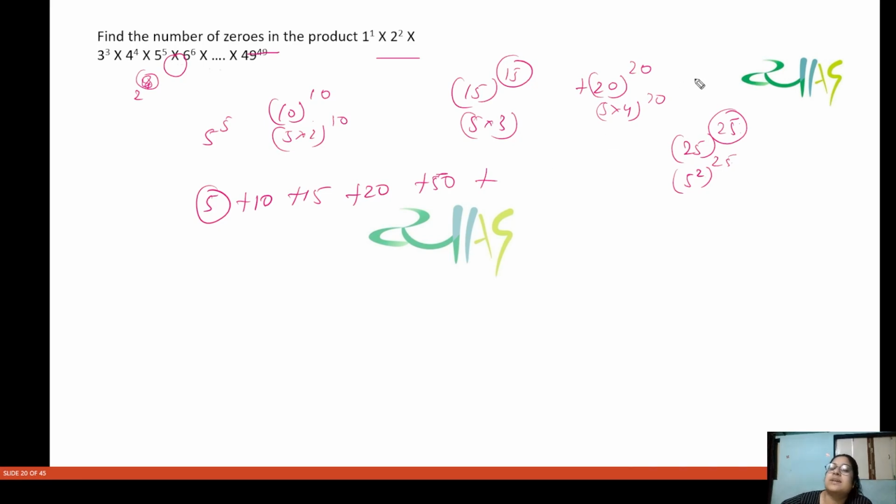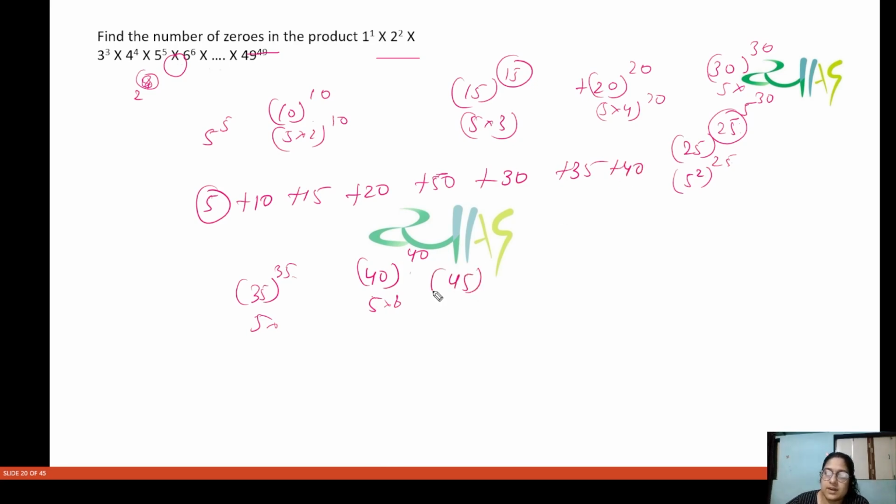Then go to obviously 30. Here also you have what? 30 to the power 30 it will be raised. So number of fives will be 30. Okay. And then 35 to the power 35. Again number of fives will be how much? 35 only. Then you have 40 to the power 40. Here how many number of fives you have? 40 only. And then you have 45 to the power 45. Here how many number of fives you are going to have? 45. Okay, then you will find no fives until 49. Okay, so basically just add this and you will get the number of zeros.